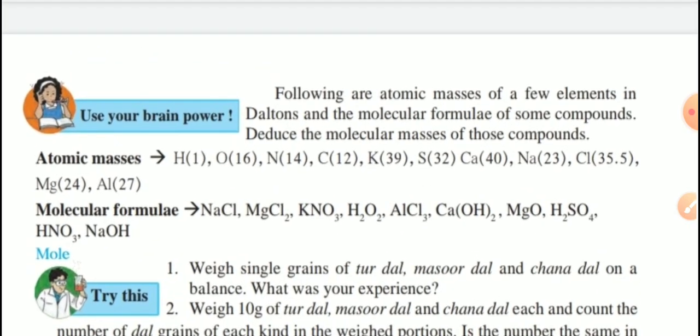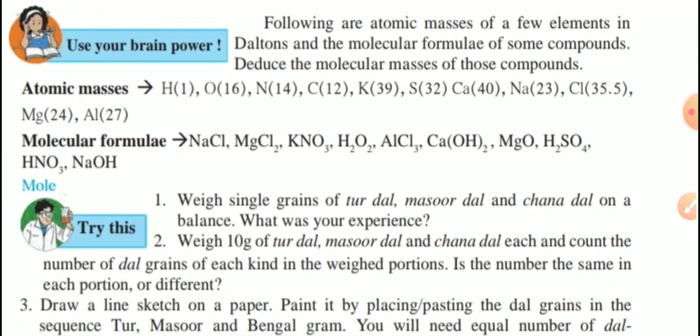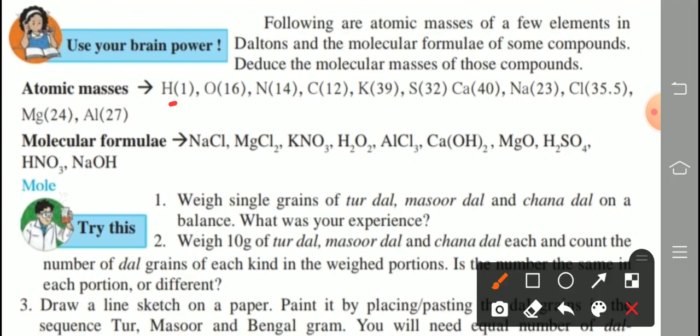Check that here. Now use your brain power. Following are atomic masses of a few elements in Daltons given and the molecular formulae of some compounds. Now deduce, means find out, molecular masses of those compounds. Atomic masses are given here in bracket, that is hydrogen 1, oxygen 16, nitrogen 14 in bracket. Those values mean nothing but what? Atomic masses. Carbon 12, K means potassium 39, S means sulfur 32, calcium 40, Na means sodium 23, Cl means chlorine 35.5, Mg means magnesium 24, Al means aluminum 27.